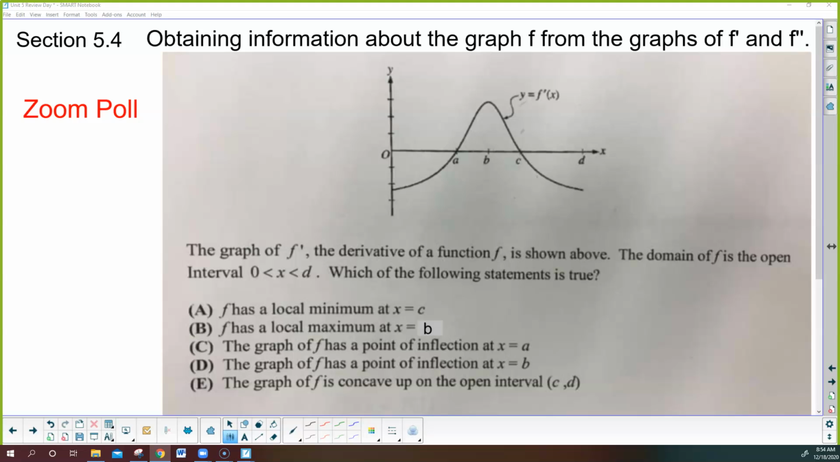Okay, the poll should be available. And let's just see what you think.